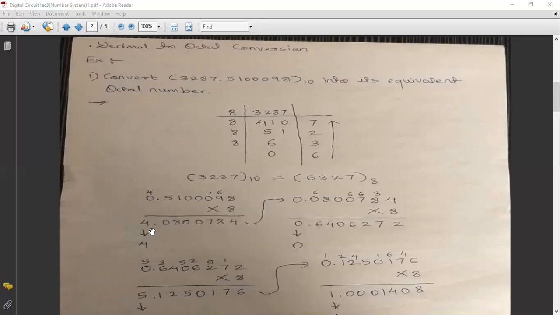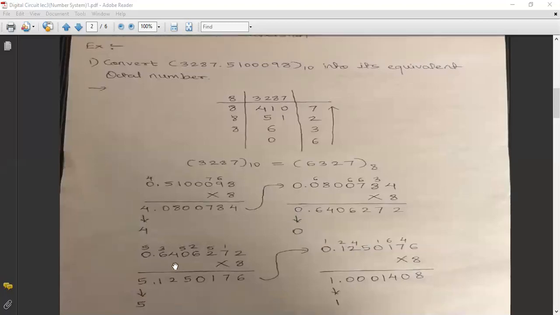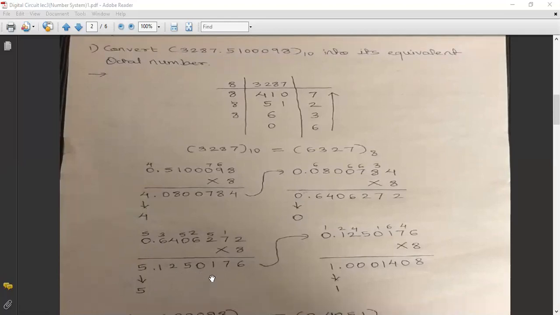Okay, so what we have to do, we have to extract this 4, that is left part of the radix point. Now the remaining part will be considered for further calculation. Again multiplying it by 8, we will get 0.6406272. So what we have to do, we have to extract 0 from the left part of the radix point. Again, considering the remaining part for further calculation, we will get 5.1250176. Extracting 5 again from here and considering the remaining part for further calculation.